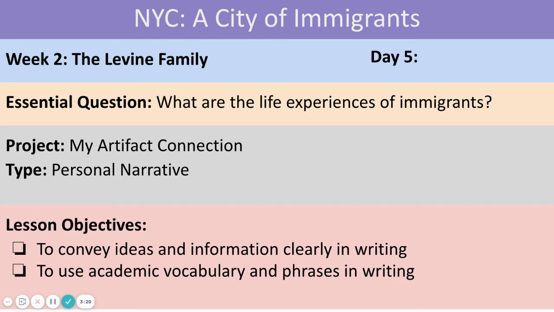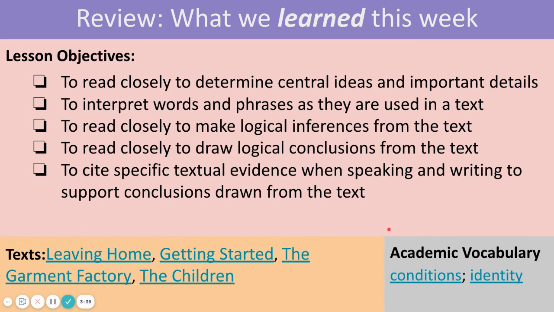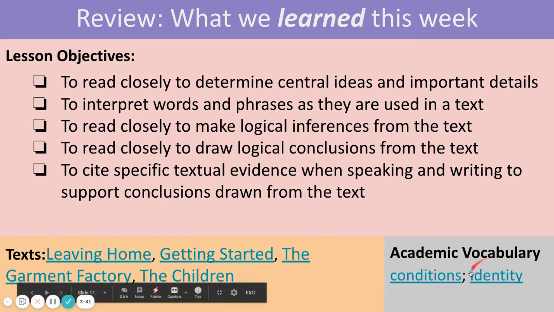Good. Today we're really going to be working on building up our writing skills. Can somebody please read the second lesson objective today? Good. To use academic vocabulary and phrases in writing. Our academic vocabulary words from this week are conditions and identity. Hopefully we can somehow fit those words into our writing today. It may be helpful to review some of the texts from this week as well as discuss possible artifacts that may be important to the Levine family.